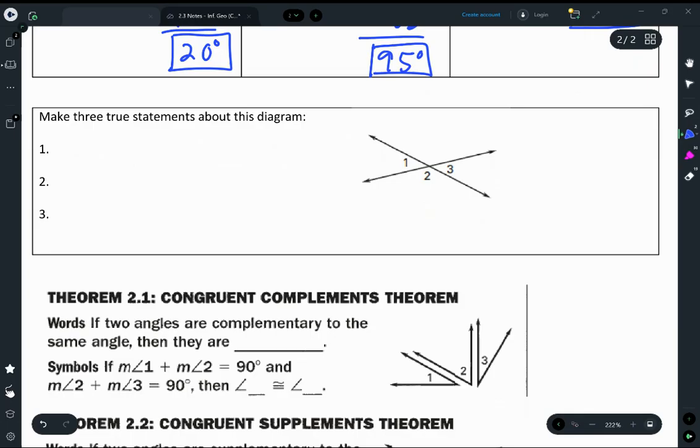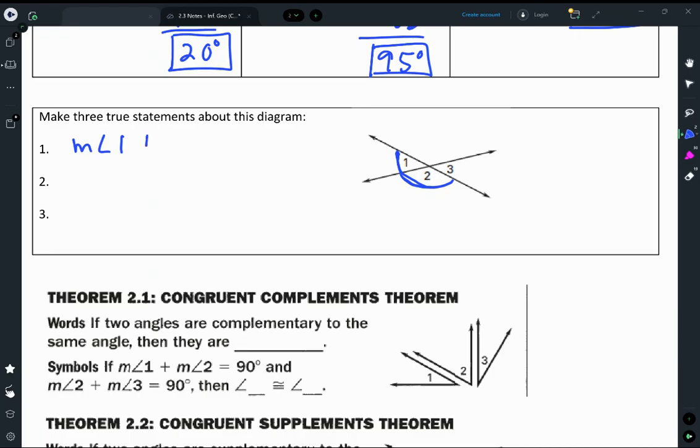I think this diagram is confusing. It says we want to make three true statements. So what I'm going to start out by doing is telling you to look at angle 1 and 2. When I draw this little semicircle here, most people say, well, angle 1 and 2 are going to add up to 180. They see they're forming a straight angle. That's 180 degrees. So if I add up their measures, I get 180.